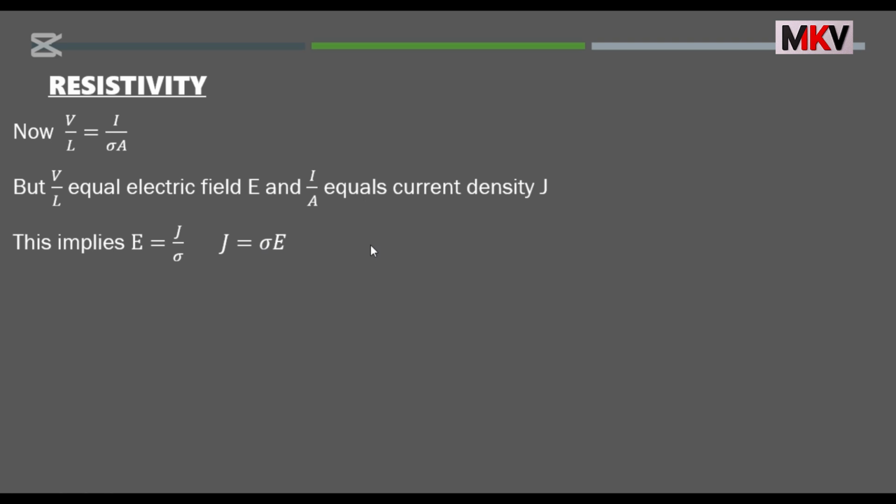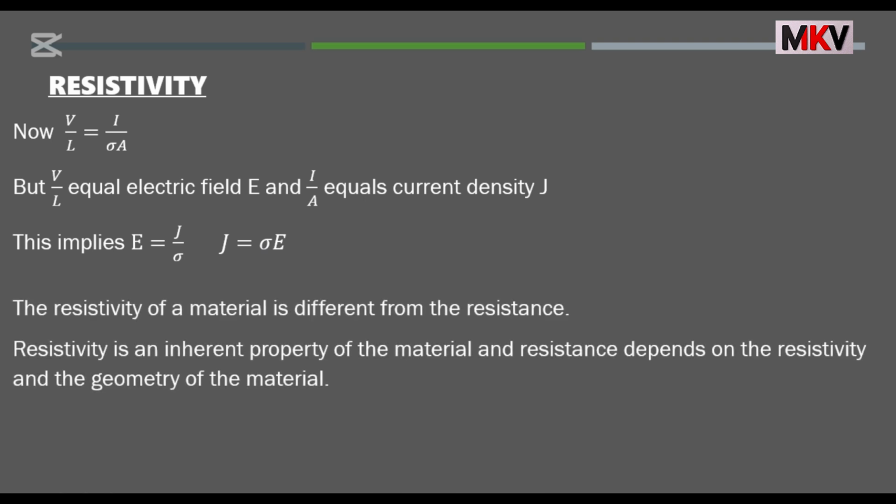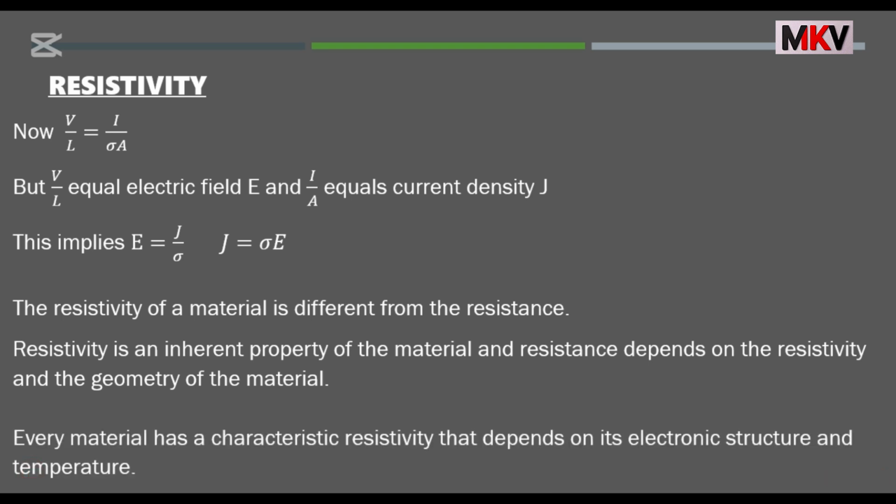So the resistivity of a material is different from the resistance. Resistivity is an inherent property of the material. That is, it is unique for every material. And resistance depends on the resistivity and the geometry of the material. Every material has a characteristic resistivity that depends on its electronic structure and temperature. So resistivity values always depend on temperature and the electronic structure of the material. So we take note of that.